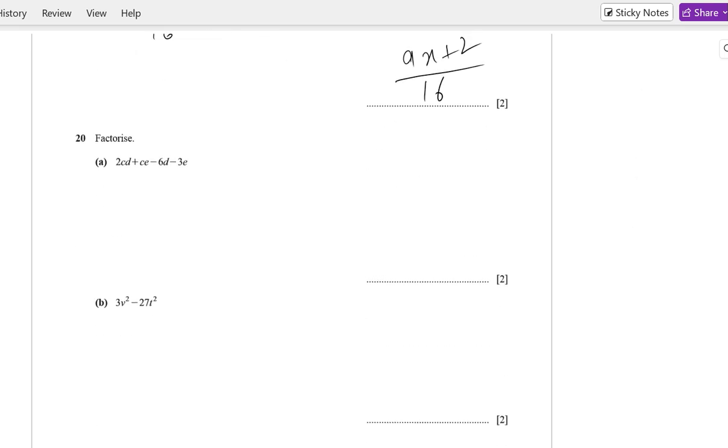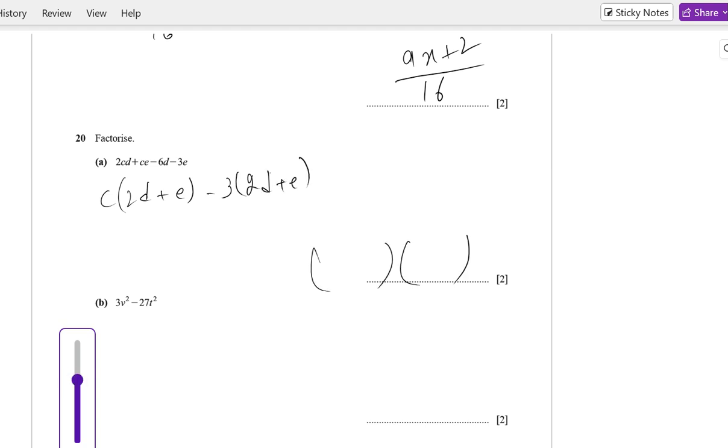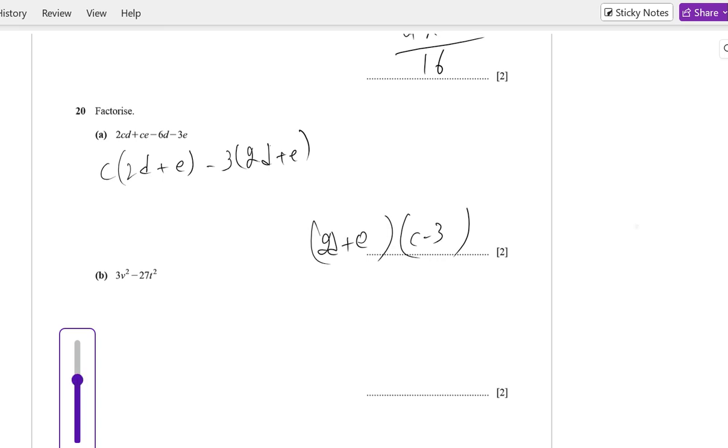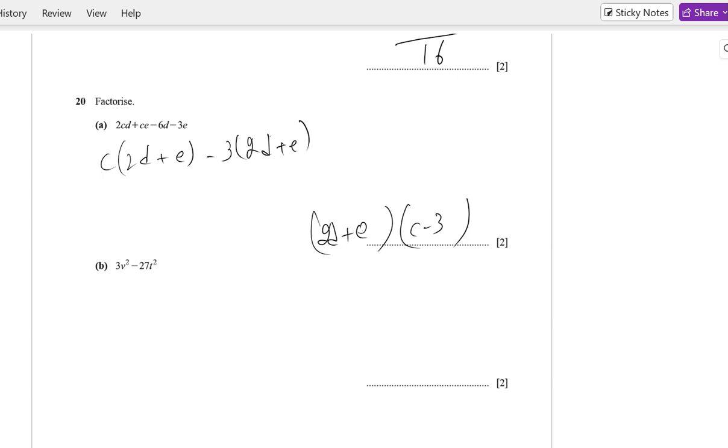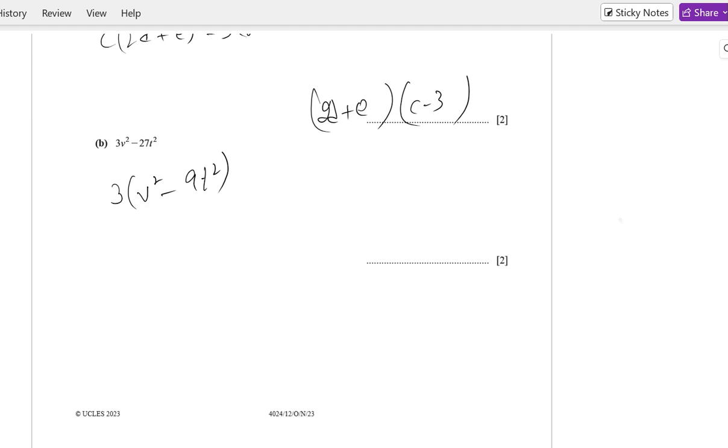Factorize. C could be factorized only 2d plus e, minus 3, 2d plus e. So your factors are 2d plus e, c minus 3. This seems algebraic identity number 2, v squared minus 9t squared. Yes, definitely. So 3v minus 3t, v plus 3t.